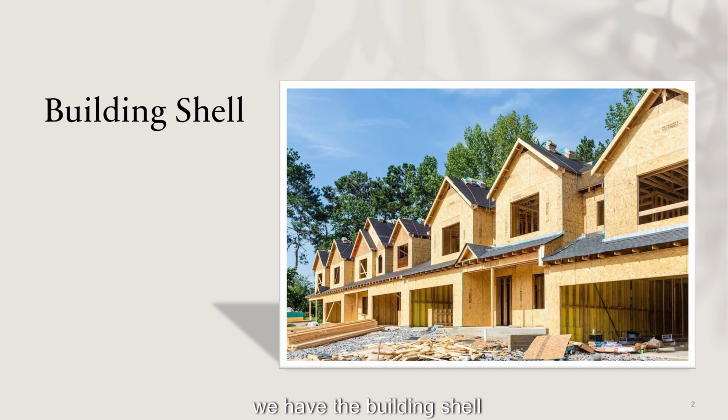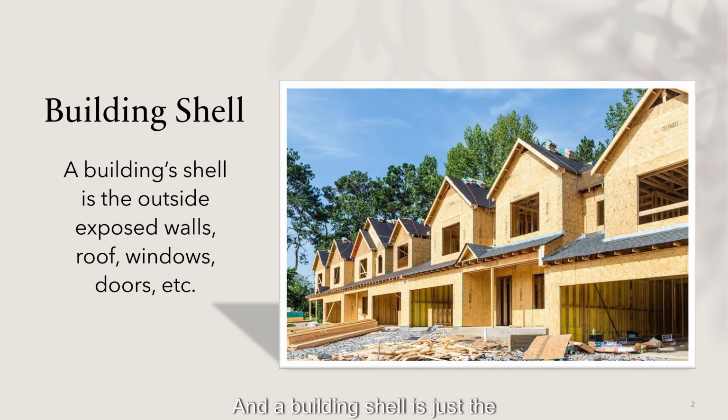So first off, we have the building shell. And a building shell is just the outside exposed walls, roof, windows, doors, etc. So anything that really makes up the characteristic of the home. So if you look at the picture here, you'll see that there's nothing on the inside. It's just the framing. It's just the exoskeleton per se of the structure. That's what we consider to be the building shell.